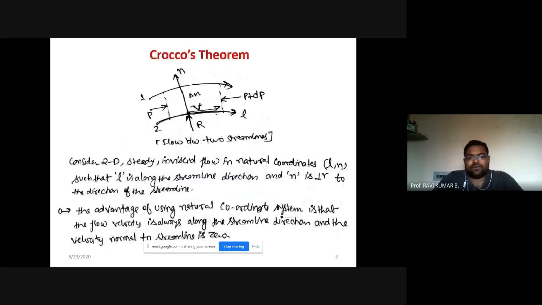So first case is Crocco's theorem. Basically, Crocco's theorem gives a relationship between the rate of change of entropy in a high-speed flow with the rate of change of rotation, or we can say it directly relates the rate of change of entropy with the vorticity present in the flow field.